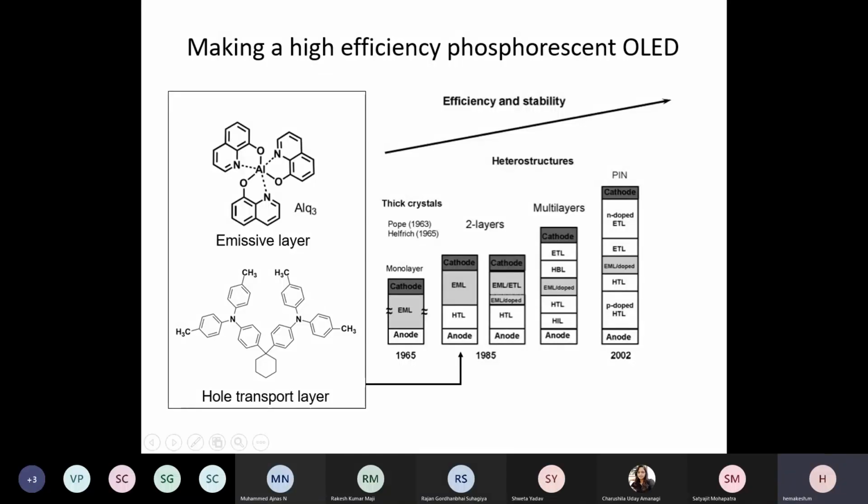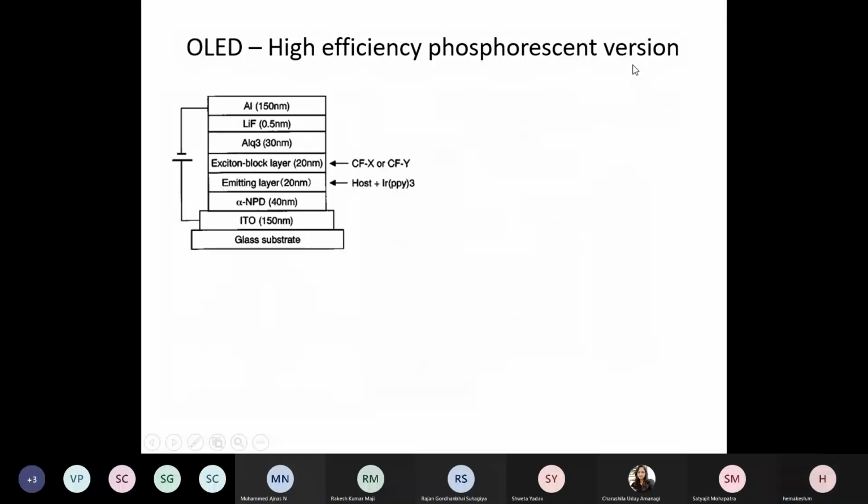We can't really talk about all of the intermediate design. We'll just look at one example of a slightly efficient OLED, and more specifically an example of a phosphorescent OLED. So this is a basic design. There are many layers. We'll talk about them individually. Some of them are quite easy to understand.